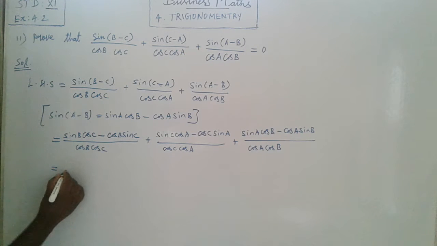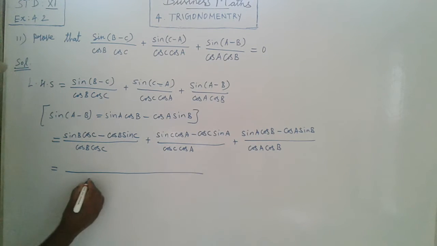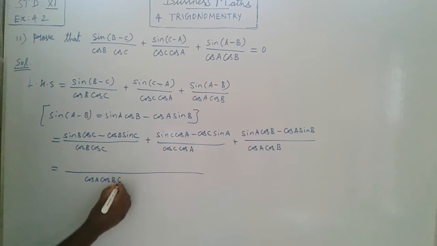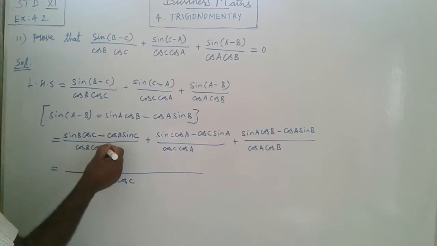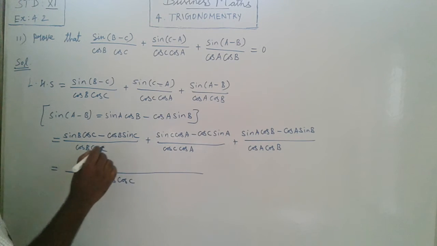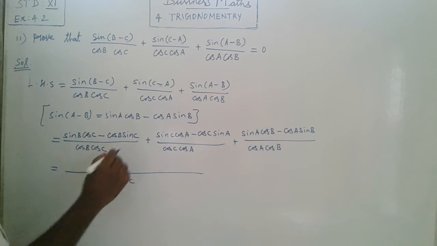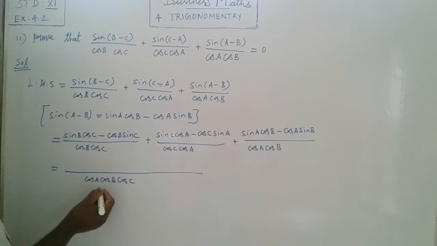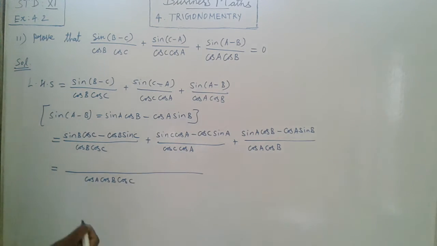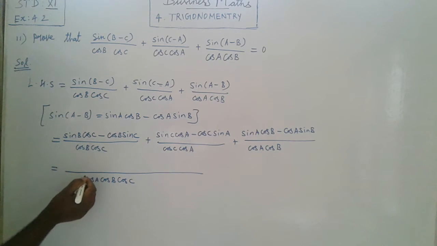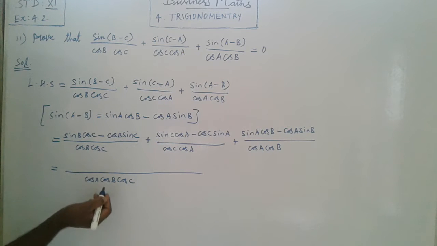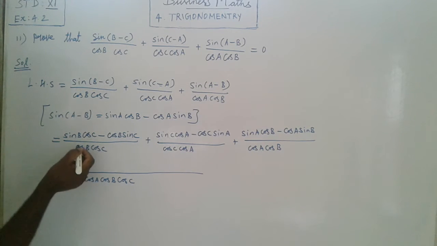We should take the LCM, which is cos a cos b cos c. These three terms are repeated in the denominator, so we take LCM as cos a cos b cos c. Here cos b and cos c are in the denominator, so we should multiply the numerator and denominator by cos a, giving cos a cos b cos c. So multiply by cos a.